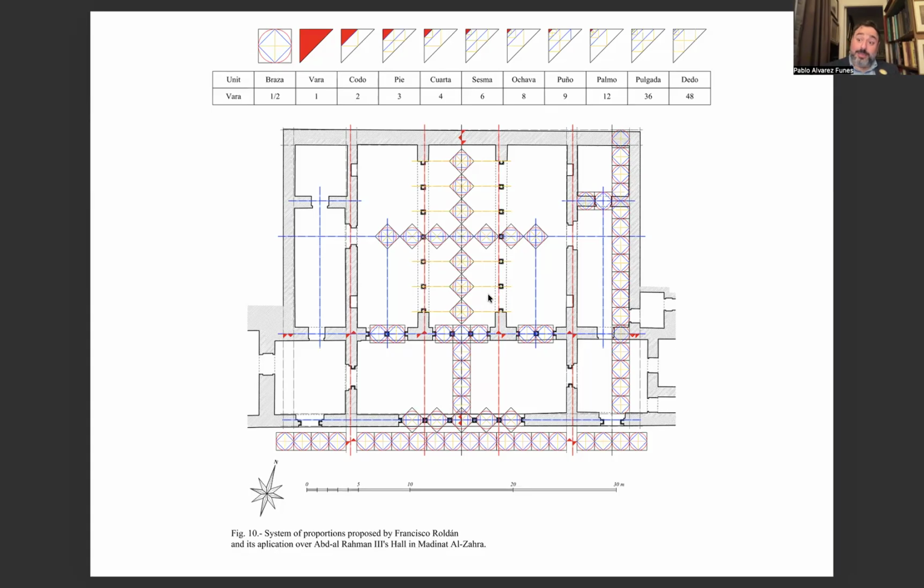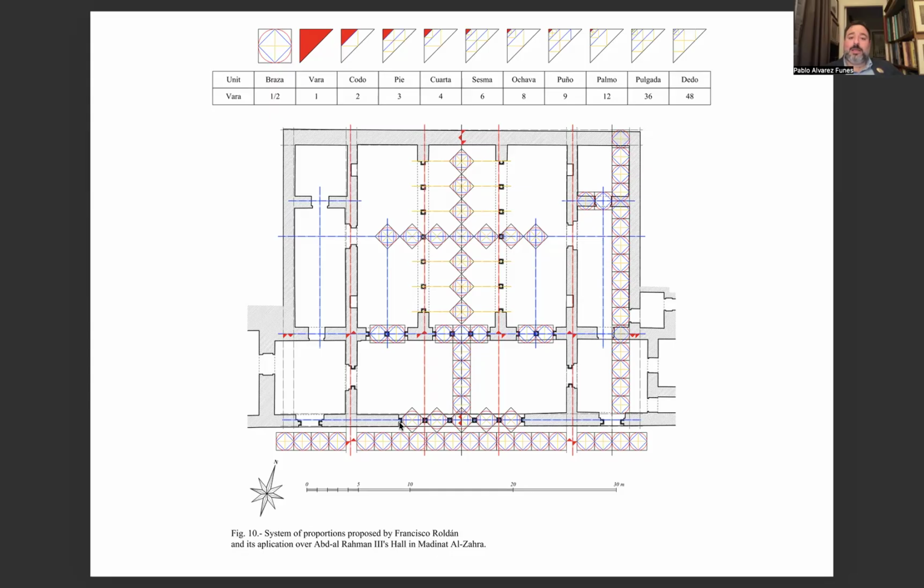For example, in this reconstruction of the Salón Rico, of the hall of Abd al-Rahman III, we have different positioning of the elements and the relationship between the rotated square. And this is very important, to take into consideration the rotated square. We will talk about it at the end.